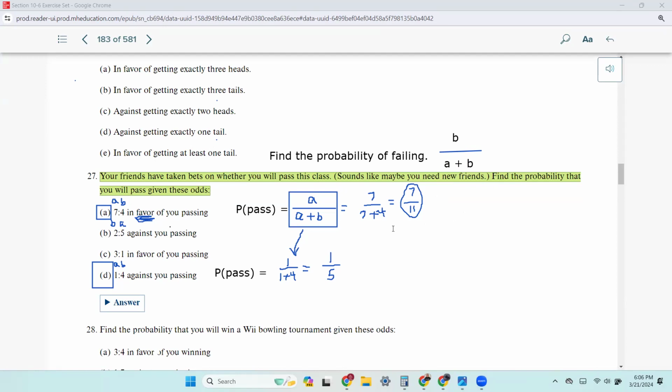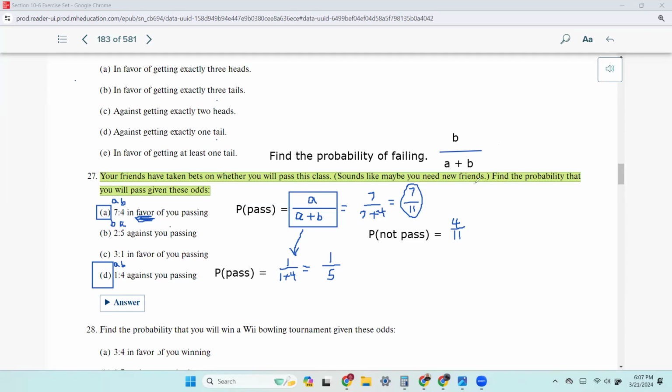So for this one, the probability of not passing is equal to, what's B in this case? Oh, 4. So I've got to learn the formulas. And then, well, yeah, if you do them a few times, you should be able to get them in your head. You don't want to fret. The probability of not passing would be B over A plus B.